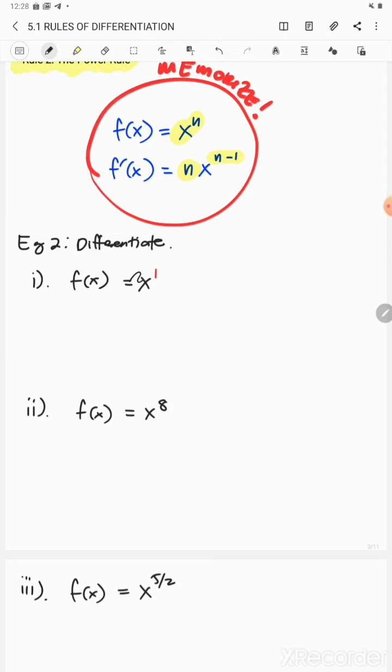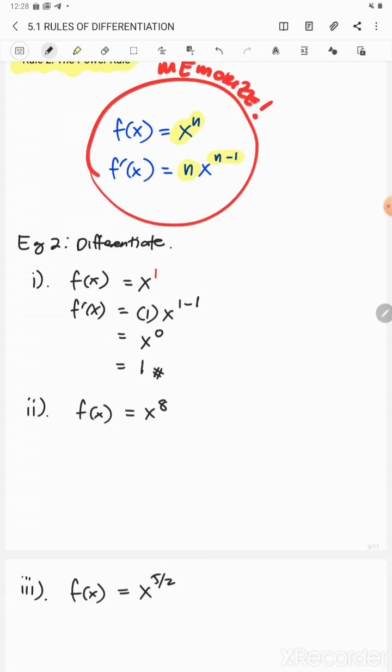Remember 2 steps, you have to bring 1. Differentiate this, bring 1 to the front of x, and then the power you have to minus 1. So 1 multiply x, we get here x to the power of 1 minus 1, we get 0. So x power of 0, the answer is 1. This is the answer when we differentiate x.